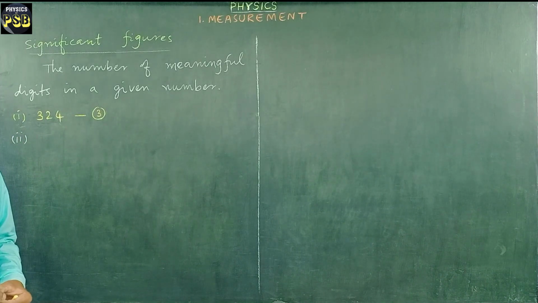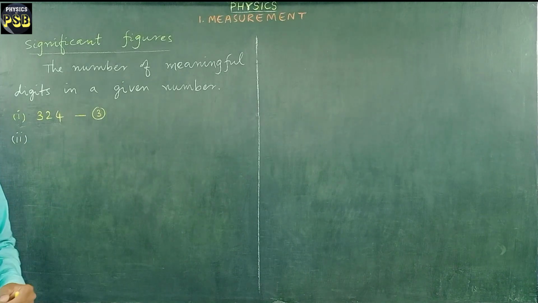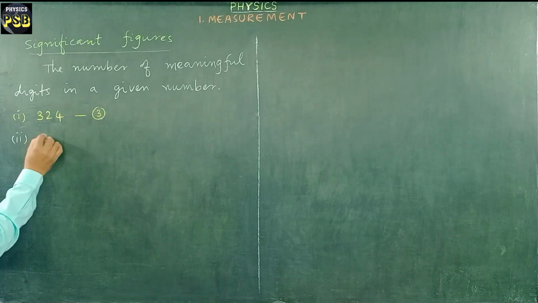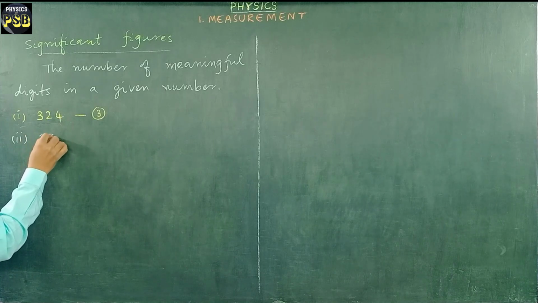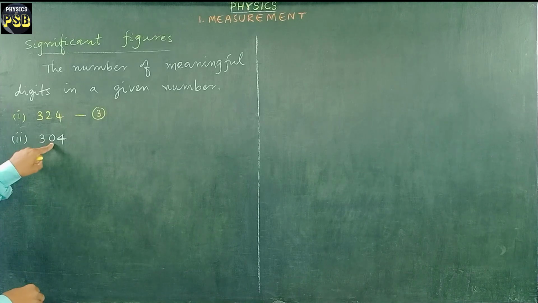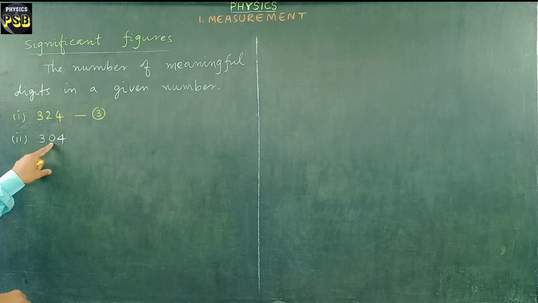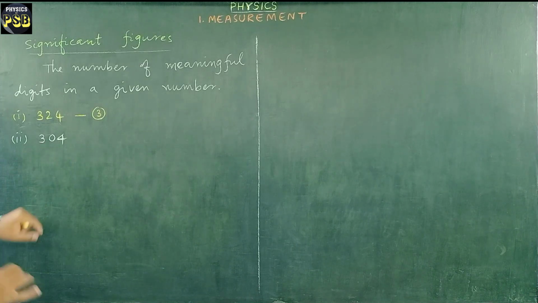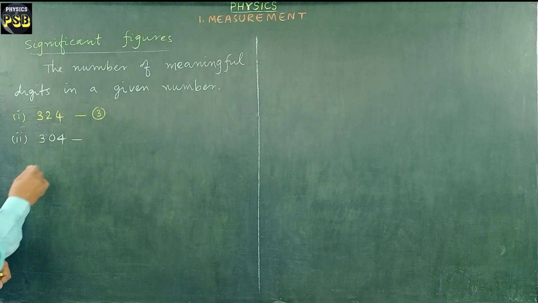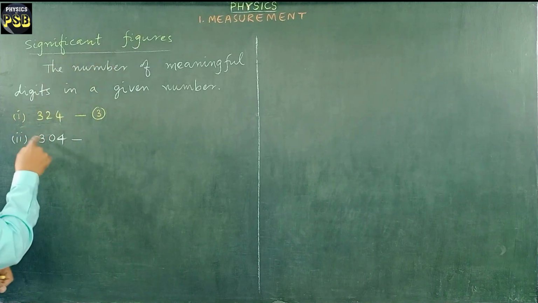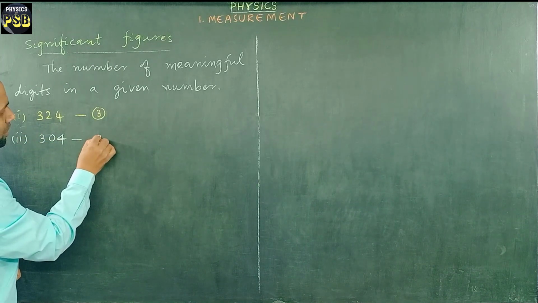Then the zeros which are present between two non-zero digits are meaningful. They are considered as significant. Let me write this. Suppose I have a number 304. In this, 0 is present between two non-zero digits. So it becomes meaningful and is considered as a significant figure. So the total significant figures here is 3 again.